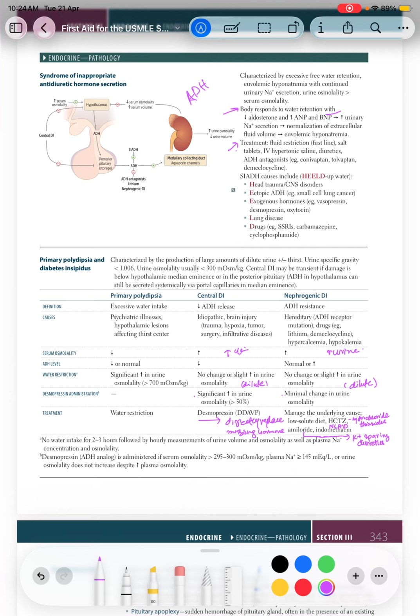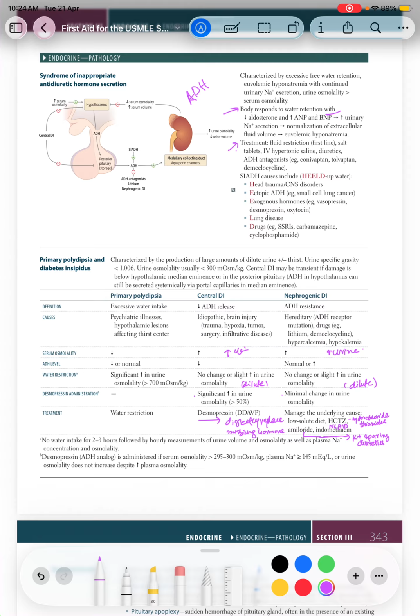then this leads to SIADH. Lung disease can also lead to this defect, and drugs, for example SSRIs, carbamazepine, and cyclophosphamide. These also lead to excessive water retention in the body, and it can lead to the syndrome of inappropriate ADH.